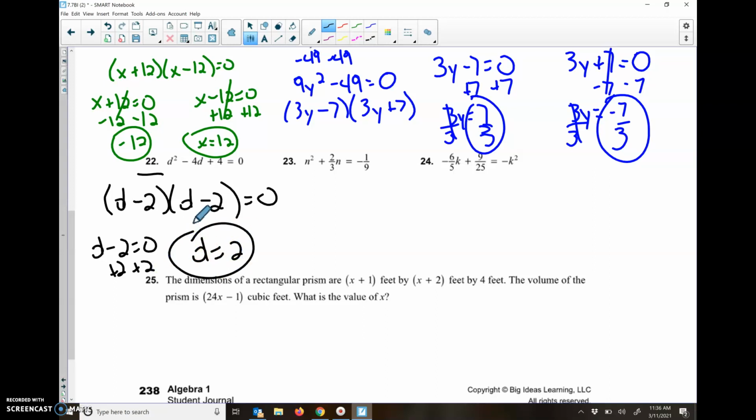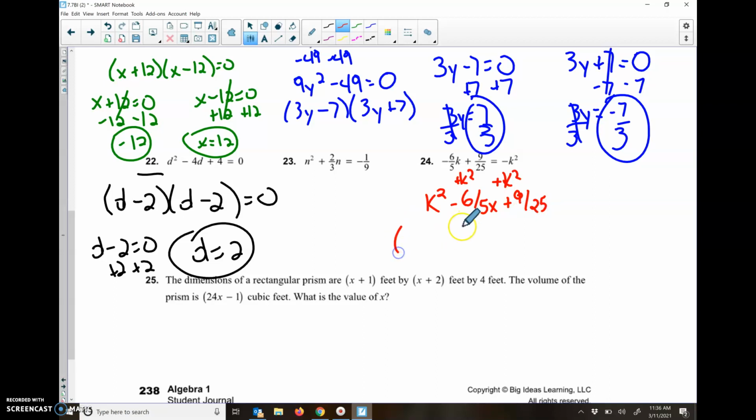23 and 24, same thing. They might look harder because they're fractions, but really it's going to be the same thing. Let's look at 24 to kind of show you. So first, it's not set up where it equals 0. So I'm going to add k squared to each side. So I'm left with k squared minus 6/5 k plus 9/25.